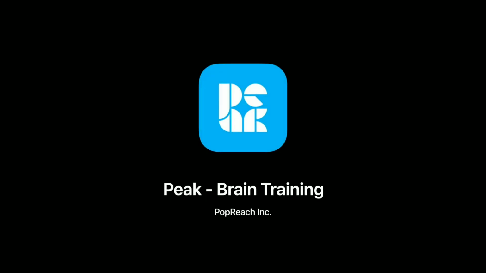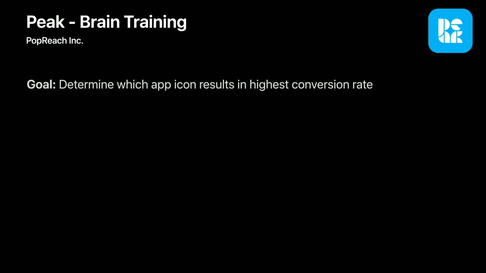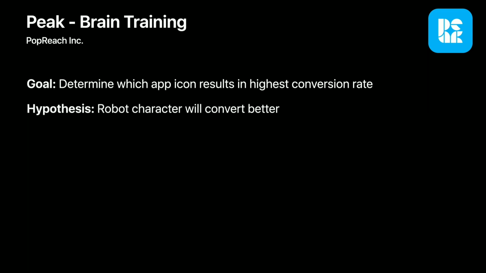Starting with the success story from Peak Brain Training, a brain training app created by the developer PopReach. Peak Brain Training is a freemium educational app that offers games designed to help you expand your mental skills and challenge yourself. The developer PopReach decided to start with testing their app icon to find out what creative converts best. Their hypothesis was that a robot character would convert better than the control.